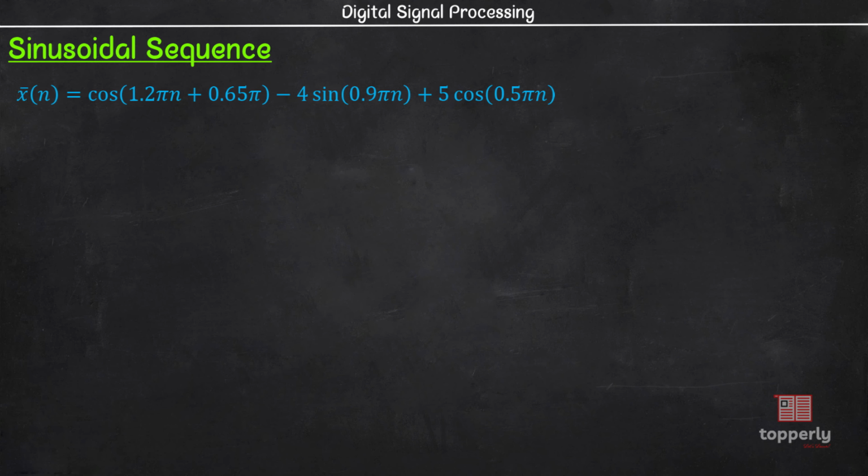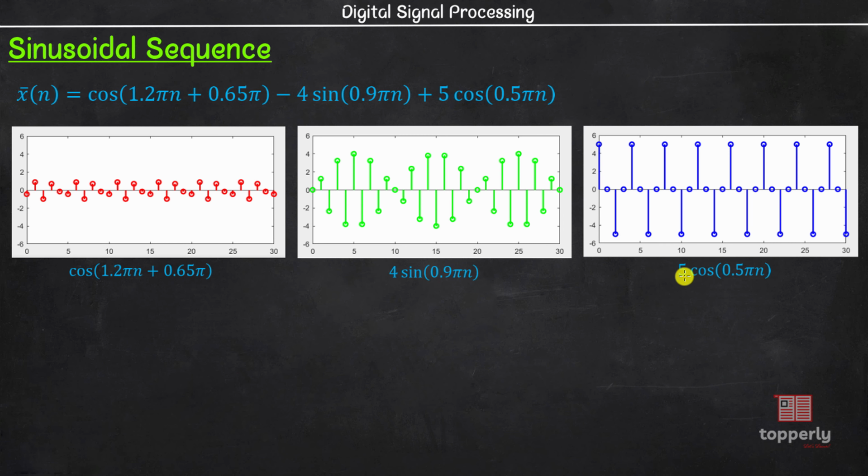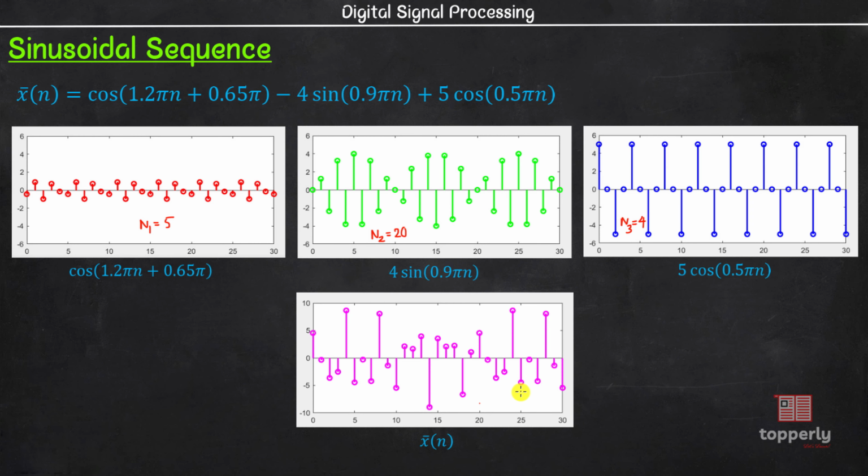The expression in the question is a linear combination of these three sequences. If we proceed just like we learned, we will see that the period of this sequence will be N1 equal to 5. The period of this sequence will be N2 equal to 20. And the period of this sequence will be N3 equal to 4. So, the period of this entire expression will be the LCM of N1, N2, N3, which is the LCM of 5, 20, 4, which is 20. Therefore, N4 is equal to 20. You can also verify this by counting the samples in this graph. Okay.